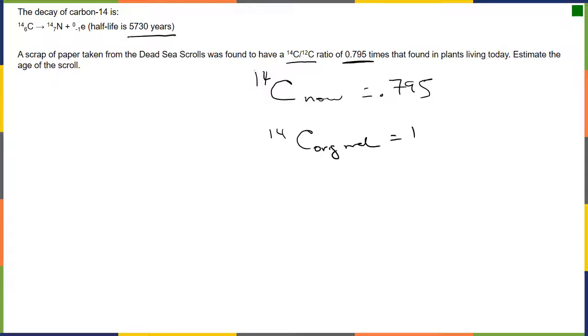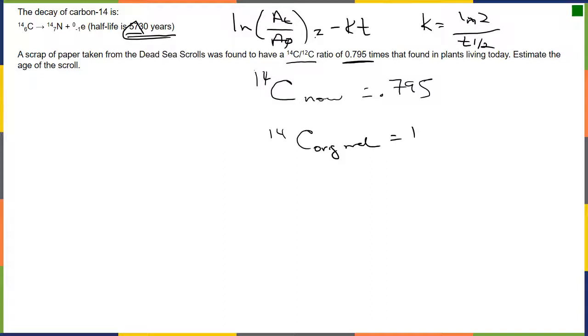We know that the half-life is 5,730 years, and we know our equation is the natural log of A sub t, what's left, over A naught, which is original, is equal to minus kt, and we know that our k is the natural log of 2 over t to the 1/2. If we plug in 5730, we're going to get a k value for our carbon-14 of 1.21 times 10 to the minus 4 per year.